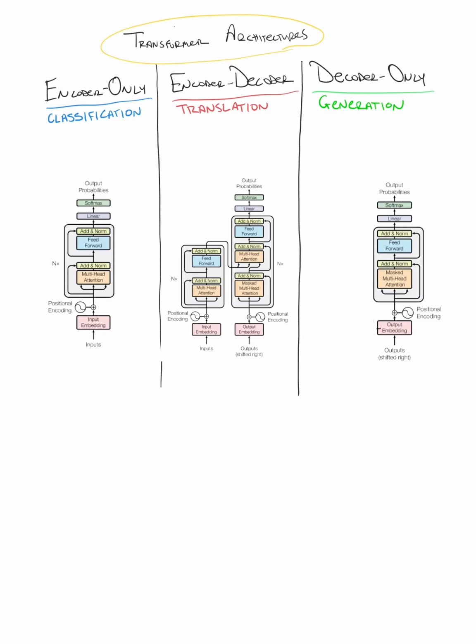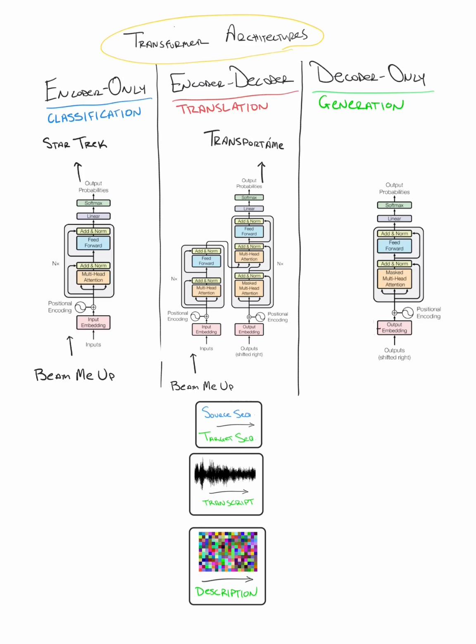We now have a complete overview of the encoder-only model, the original encoder-decoder model, and the decoder-only model. The main distinction and the key takeaways are that the encoder-only model is for classification use cases, the encoder-decoder model is for translation use cases, mapping the source sequence to a target sequence, such as image to text, audio to text, or English to Spanish, and decoder-only models are for standard next token generation use cases.